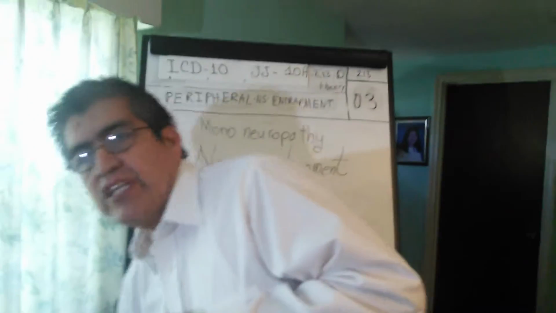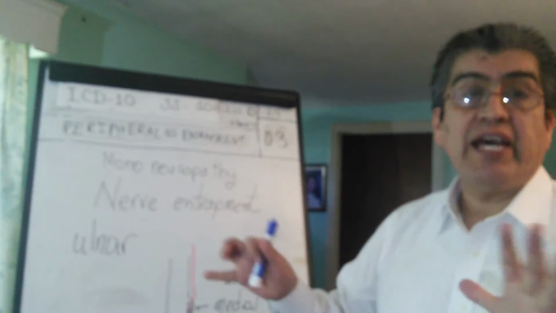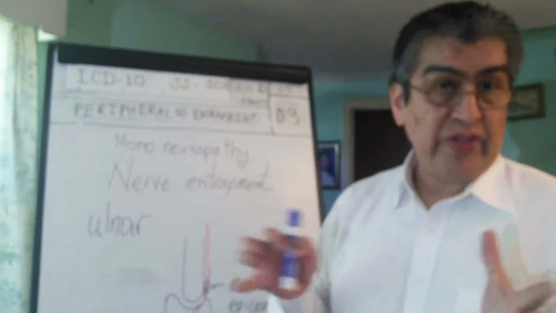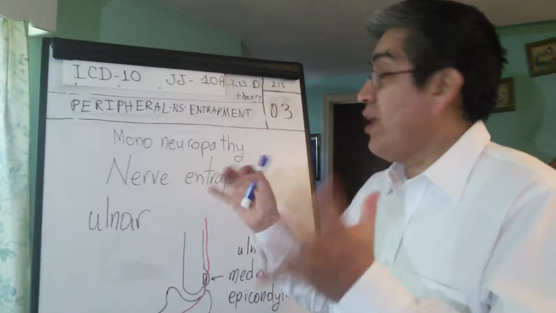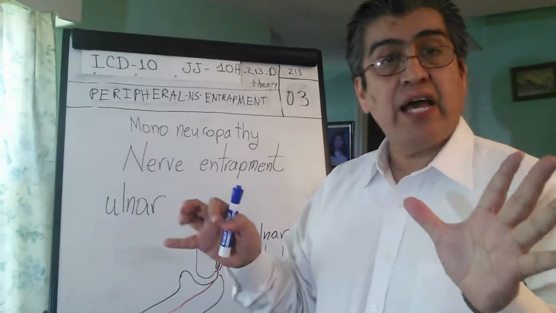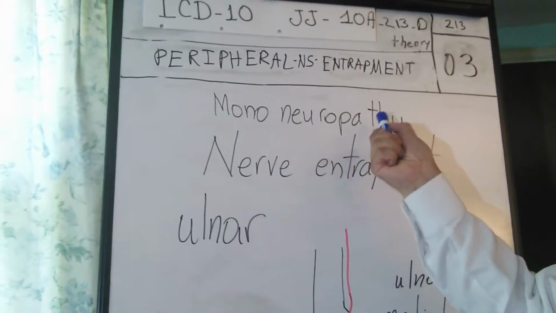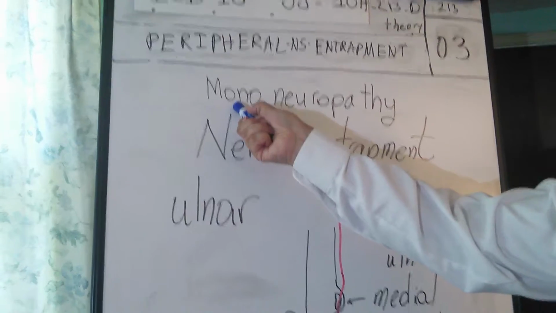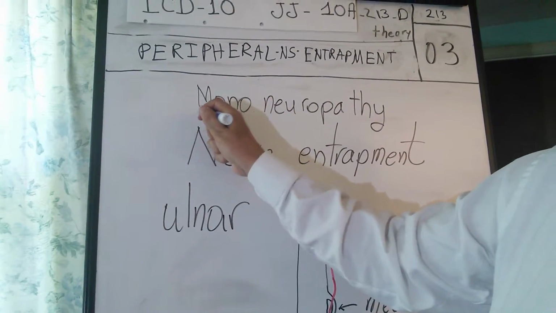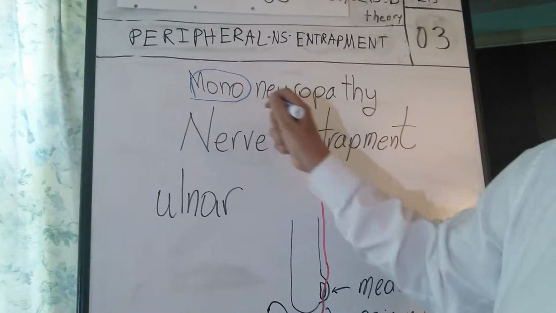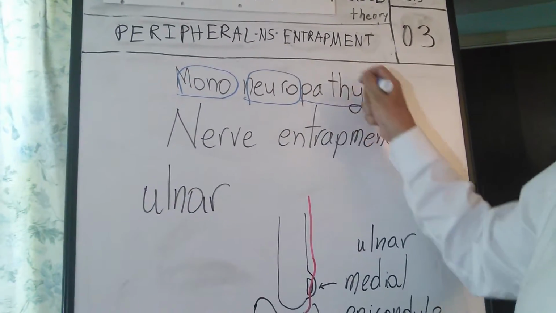Hi, today we continue with peripheral nervous system problems, and now we're going to give you a little theory about entrapment. Okay, what is entrapment? Entrapment is a mononeuropathy. What does mononeuropathy mean? Mono means one, neuro means nerve. Let me underline this. This is one, right? This is nerve, and this is disease condition.